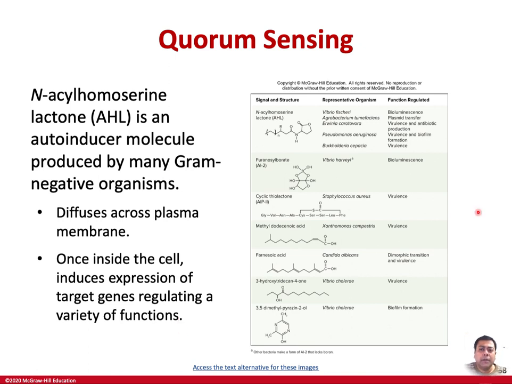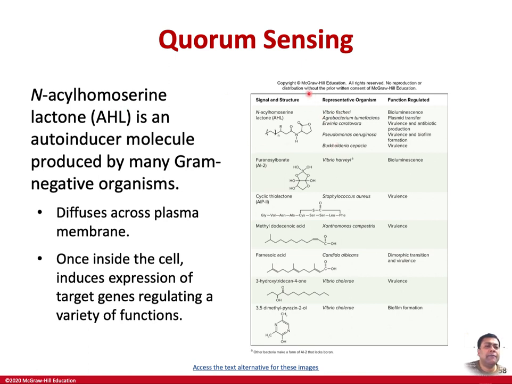So representative organisms and functions regulated: in Vibrio fischeri, it produces bioluminescence. Agrobacterium tumefaciens causes plasmid transfer. Erwinia carotovora causes virulence and antibiotic production. Pseudomonas aeruginosa, virulence and biofilm formation. Then you have Burkholderia cepacia, virulence. Then you have farnesyl borate. These are the representative organisms and functions that are regulated by this. So basically, this is the overview of how these molecules or the quorum sensing happens.